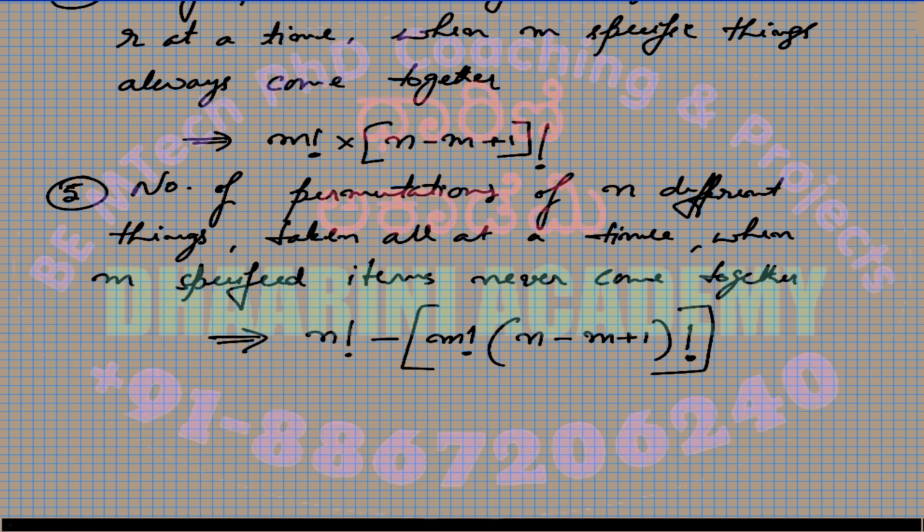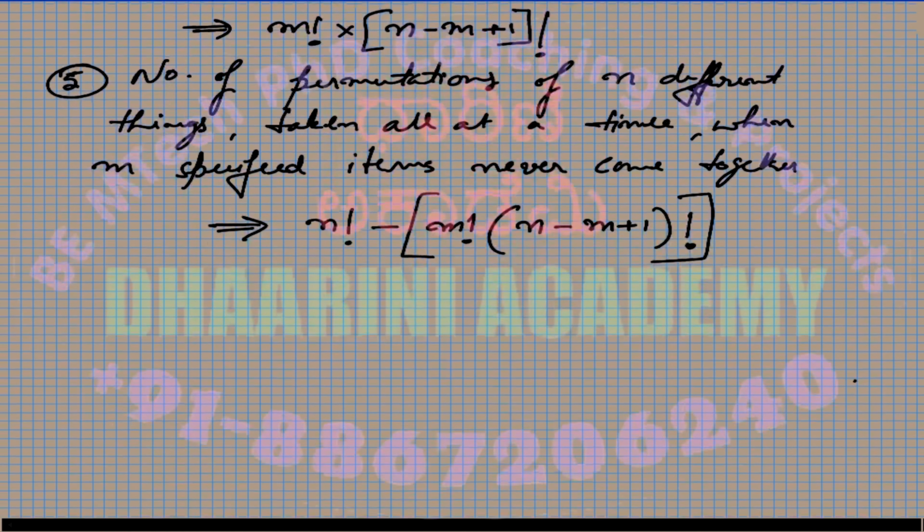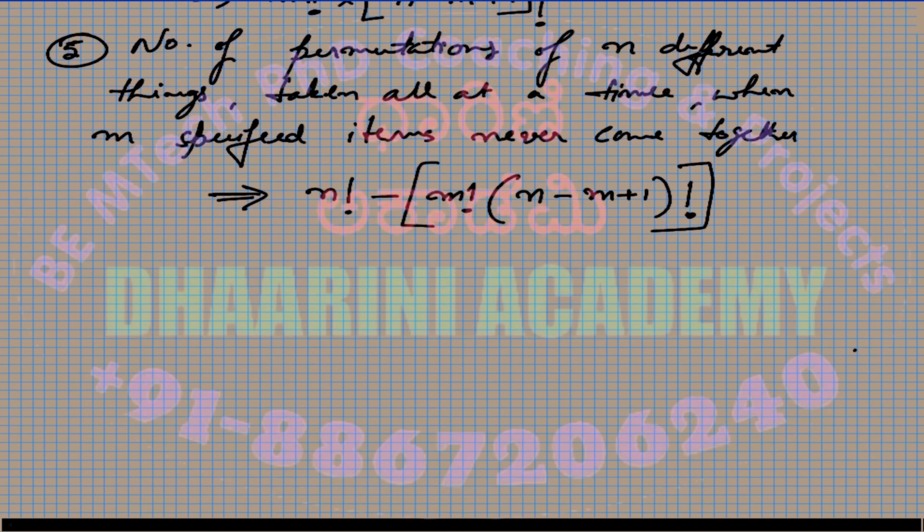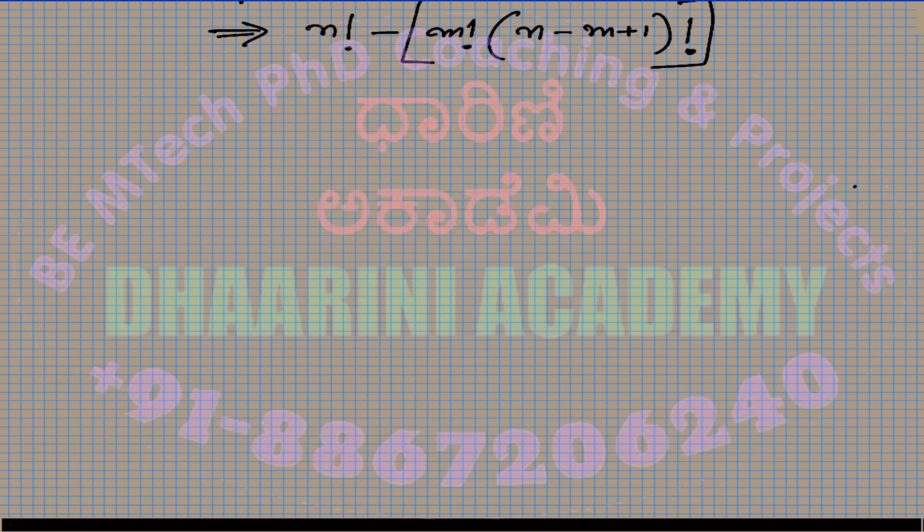Okay, so let's try to solve the problems based on these 5 different points. They're very important and very easy to solve because we already have the equations. Simply substitute and get the answer.